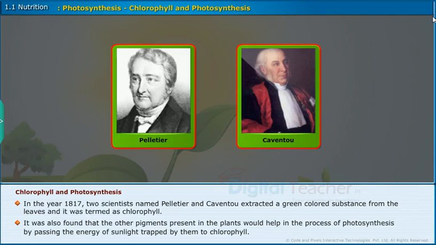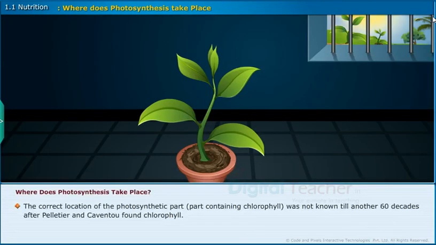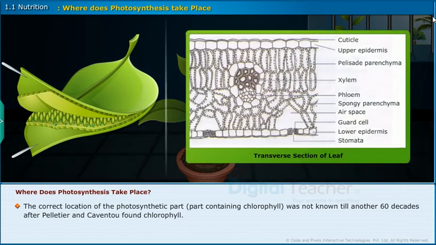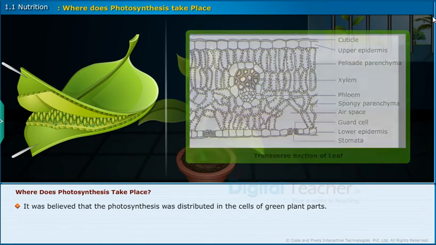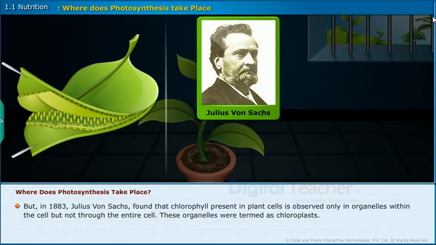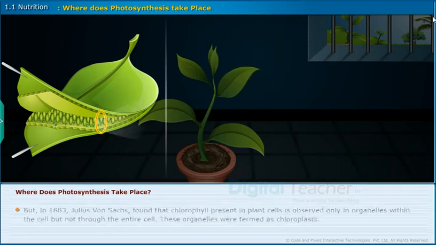Let us learn about the location of photosynthesis in a leaf. The correct location of the photosynthetic part containing chlorophyll was not known till about 60 years after Pelletier and Caventou found chlorophyll. It was believed that photosynthesis was distributed in the cells of green plant parts. But in 1883, Julius von Sachs found that chlorophyll present in plant cells is observed only in organelles within the cell but not through the entire cell. These organelles were termed chloroplasts.